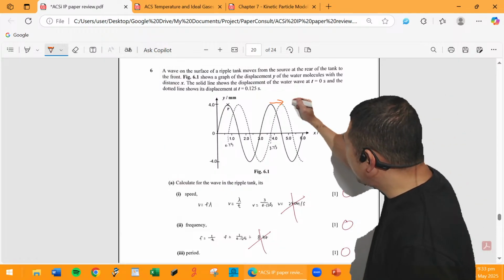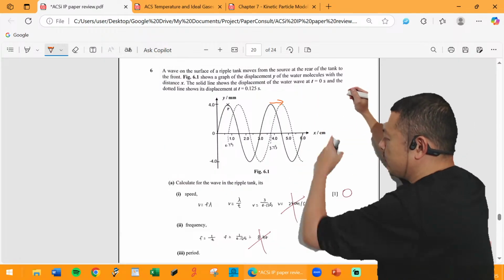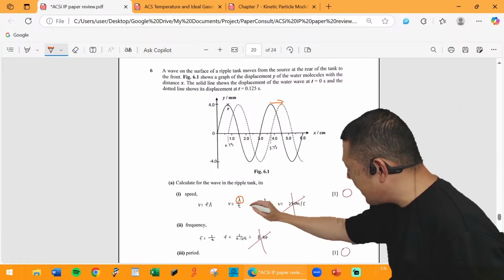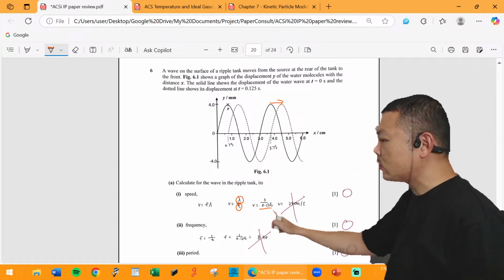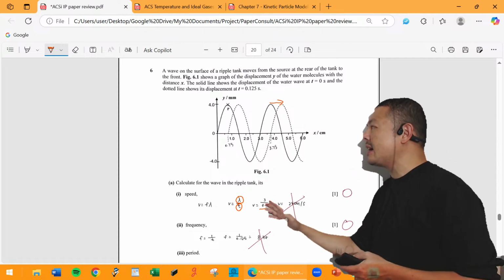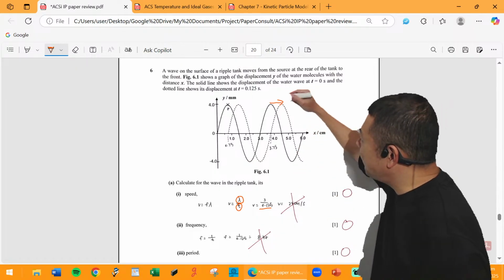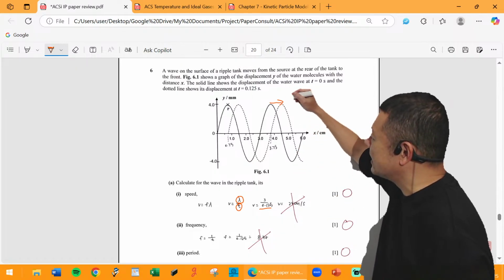The wave travels from there to there. You take one whole wavelength and then divide it by t. The t of 0.125 is only the time taken to travel from here to here. This is not the full wavelength distance. Like how far did it travel here?